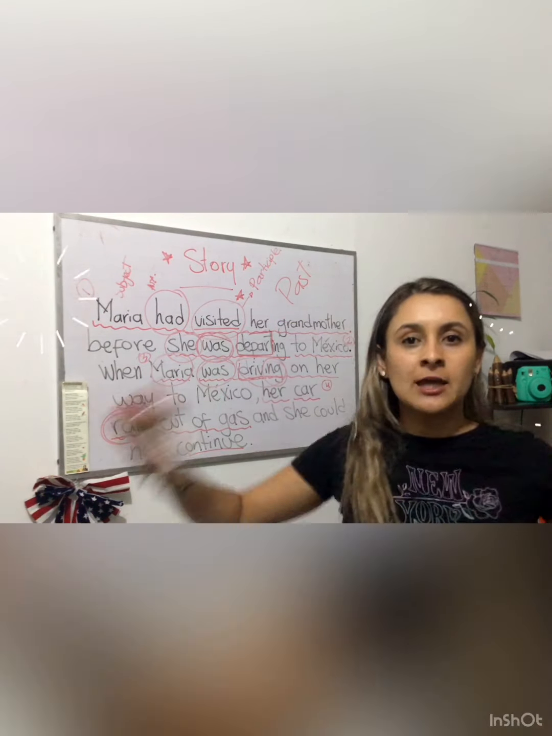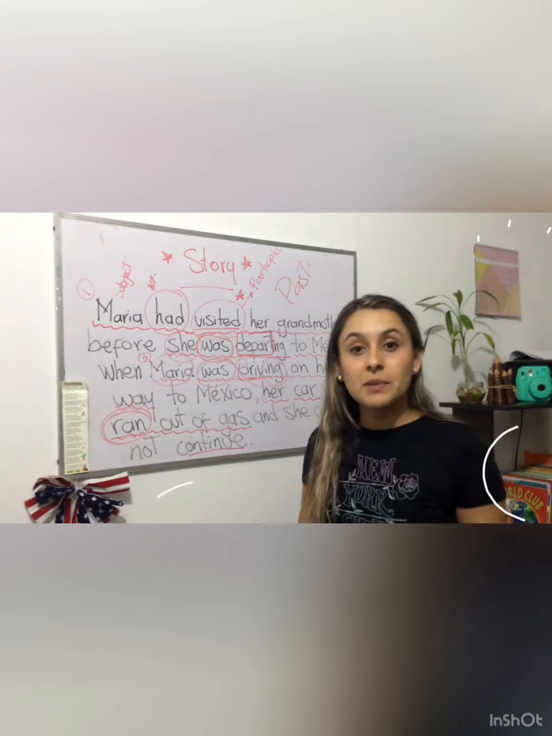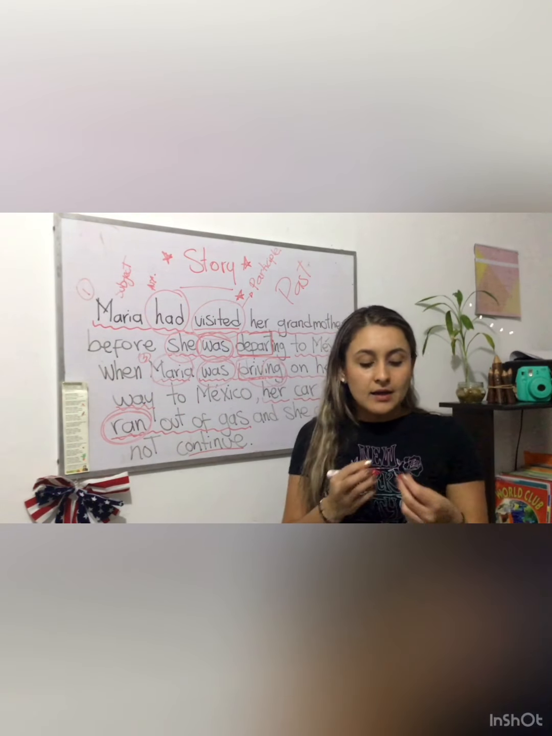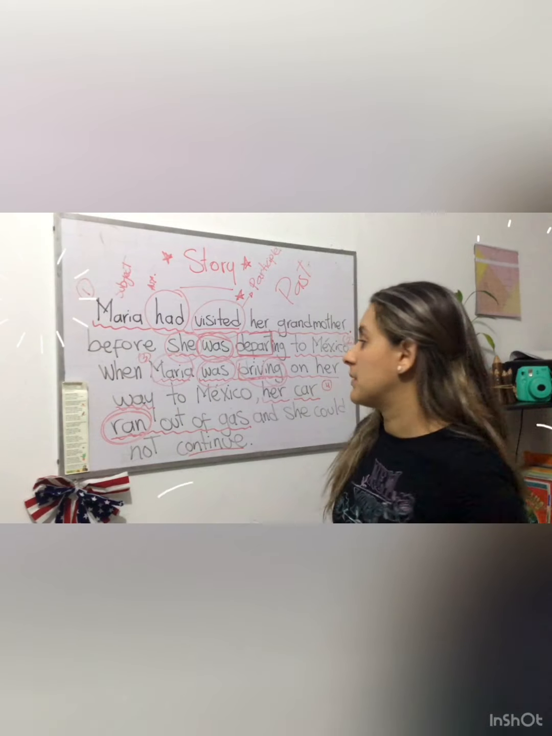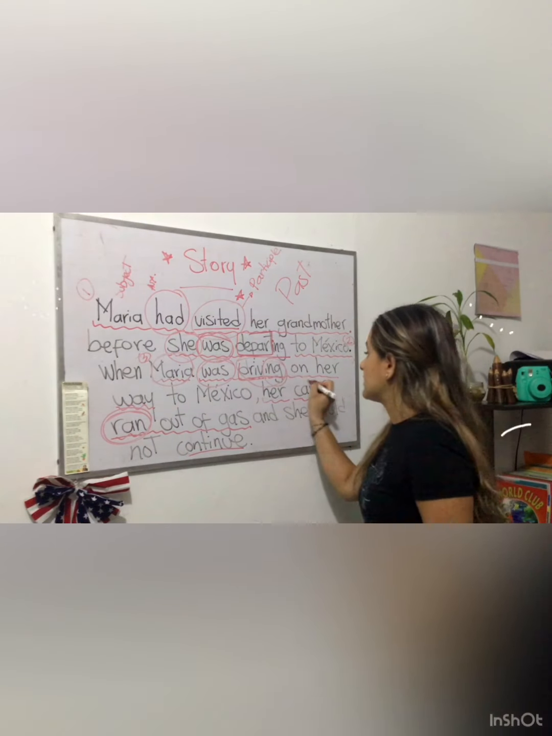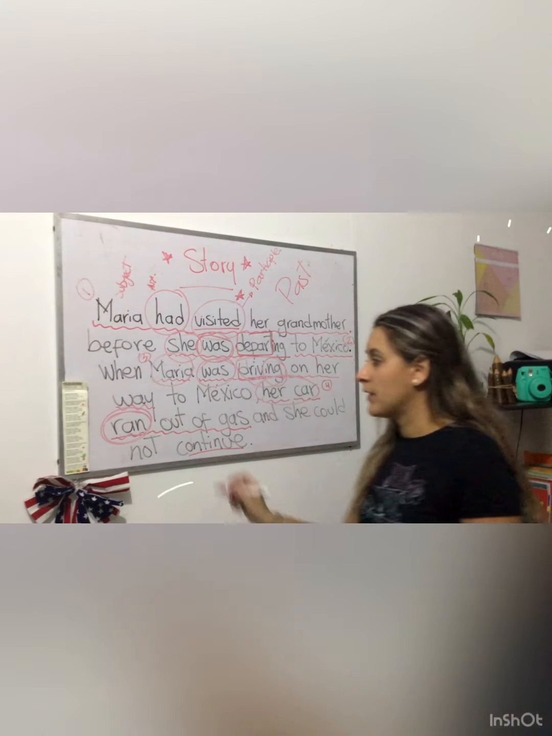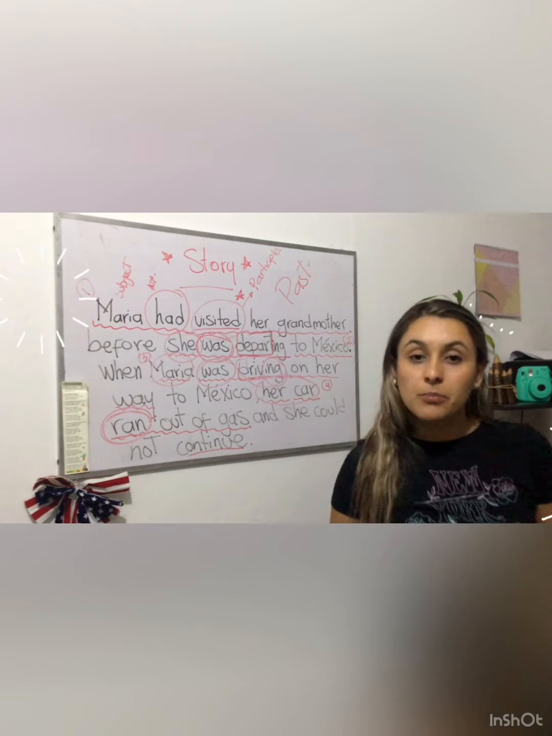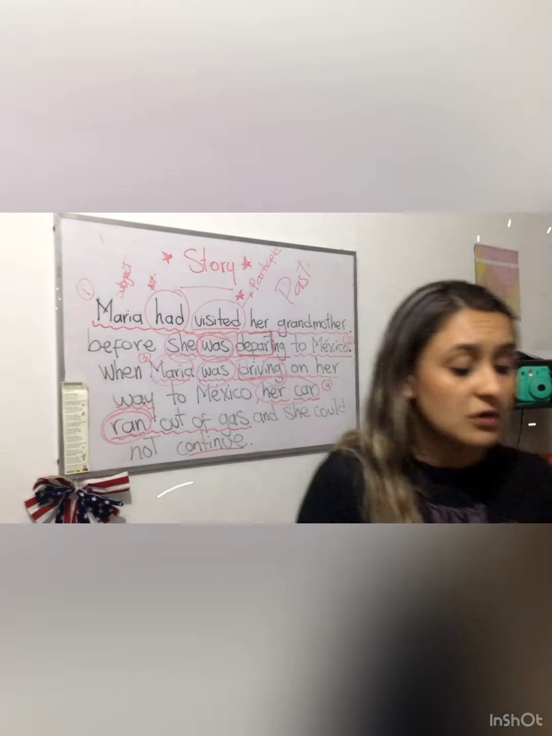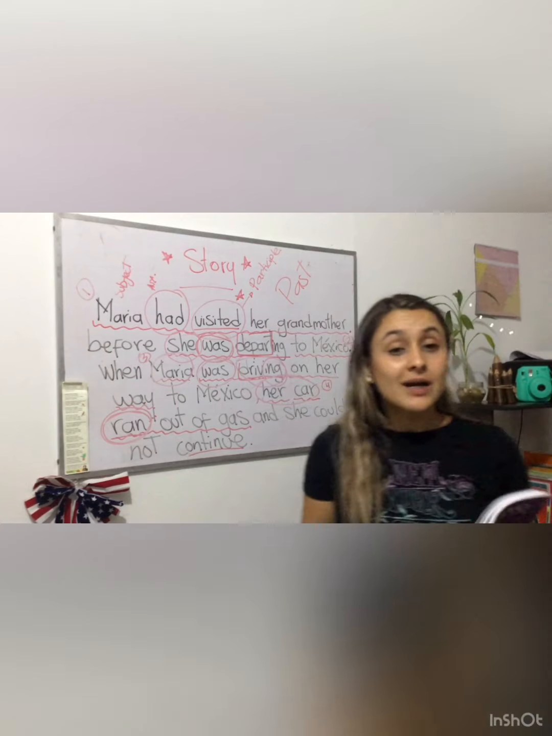Nos dijeron se le quedó sin gasolina, ¿ok? Y eso es pasado, se quedó sin gasolina. So, para usar pasado simple, lo que tenemos que usar es subject, her car, and the verb is in simple past. ¿Cómo sabemos cómo es un verbo en simple past? Where can I find them?